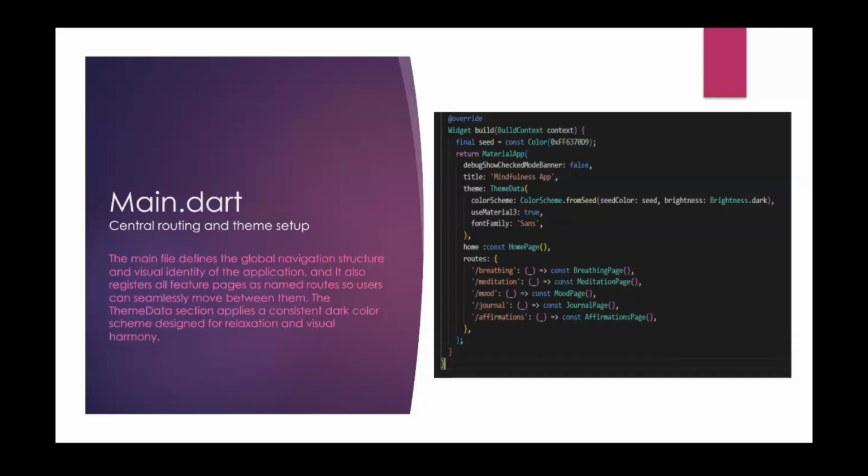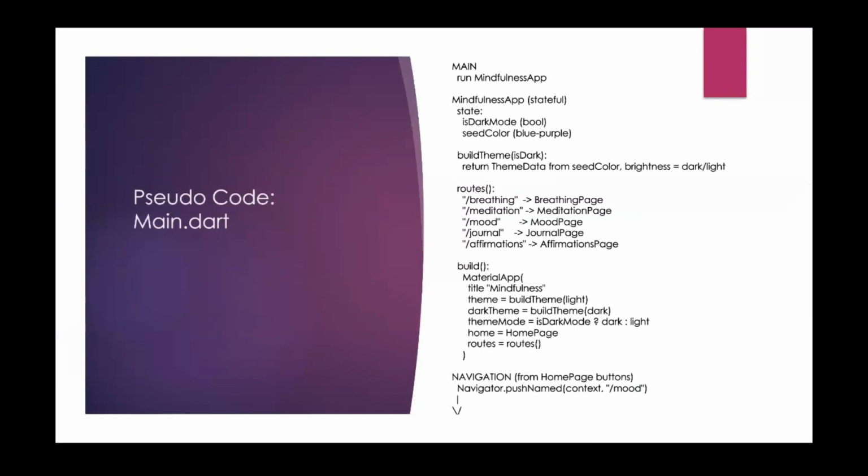And then we will talk about the pseudocode of the main, and this is what we use to kind of build it. We were kind of thinking based on this. So, like I already said, it's a main stateful widget, which declares our seed colors and the dark mode, and then all the routes for all the different pages, and then the actual build.